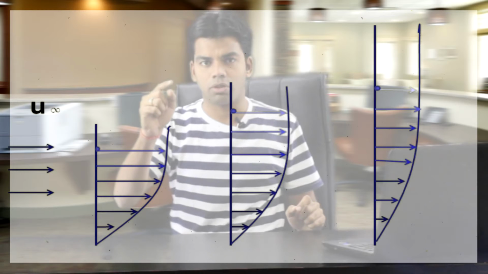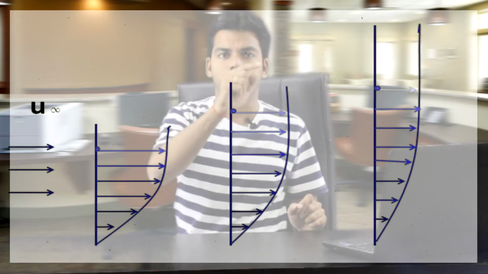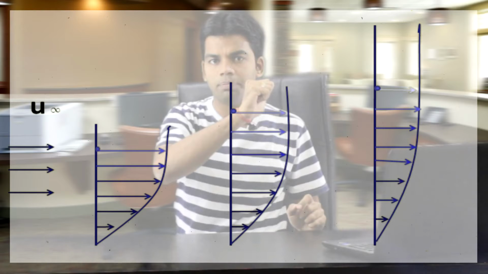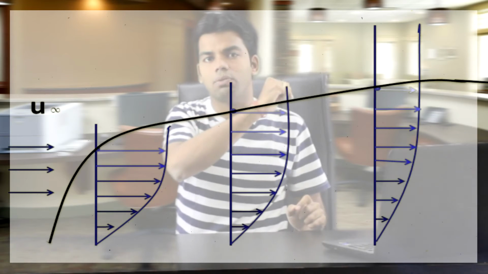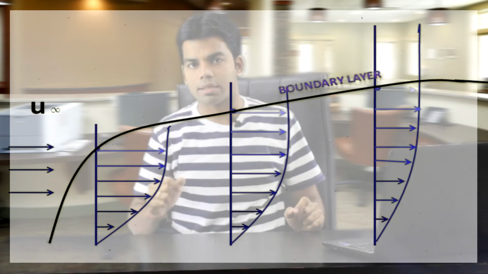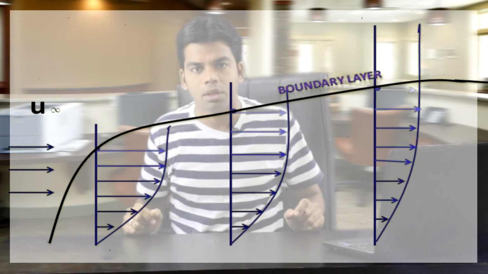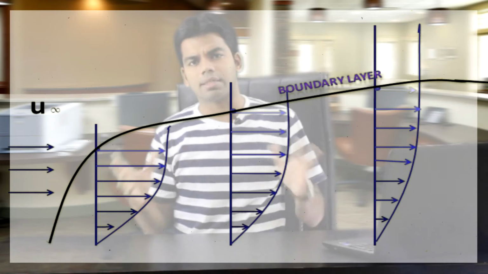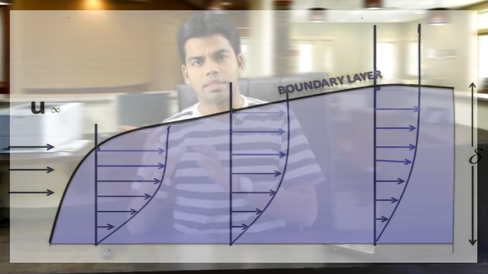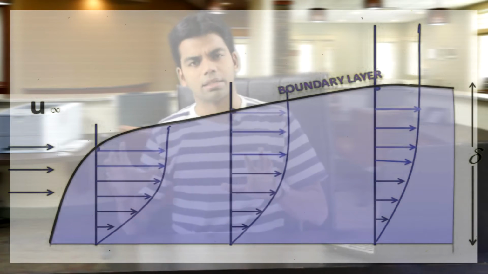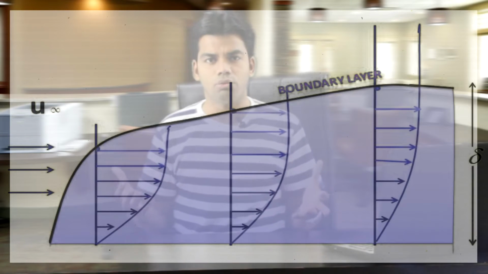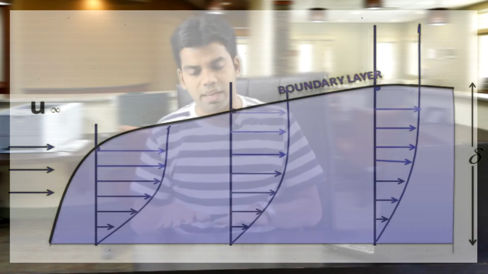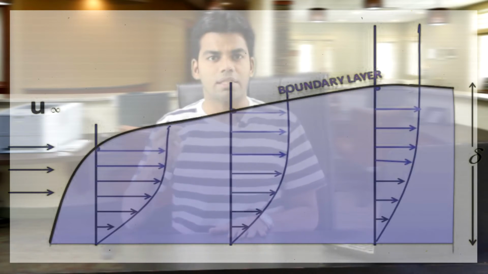Up to this particular point we are getting a velocity gradient. So if I join the locus of all these points, I will get one layer, and this layer is nothing but the boundary layer. This boundary layer is actually a concept. You cannot see the boundary layer in reality; it is just a concept made in order to explain the effect of the flat surface on the free stream velocity.